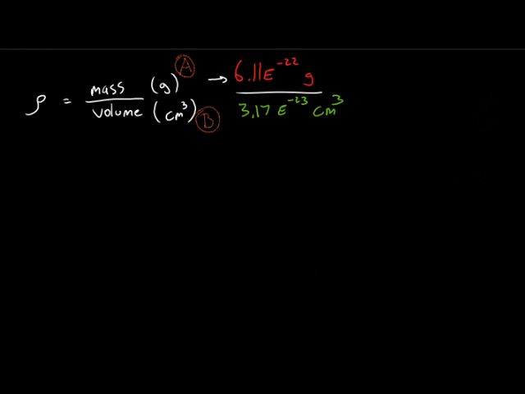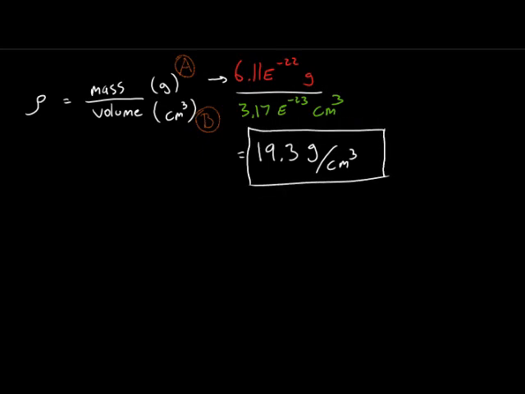Now that we have our mass from part A and our volume from part B, all that's left to do is divide them. If we round our answer to 3 significant figures, we'll have 19.3 grams per cubic centimeter as our answer. Once again, make sure that you do these calculations only in scientific notation, because it's possible to have a round-off error if you don't.